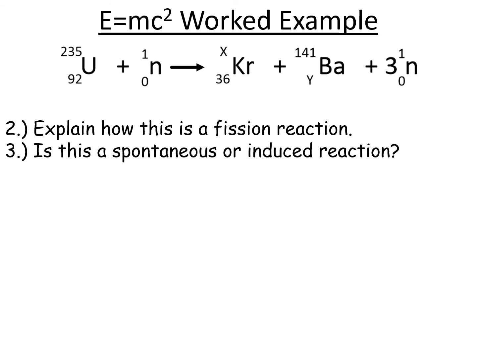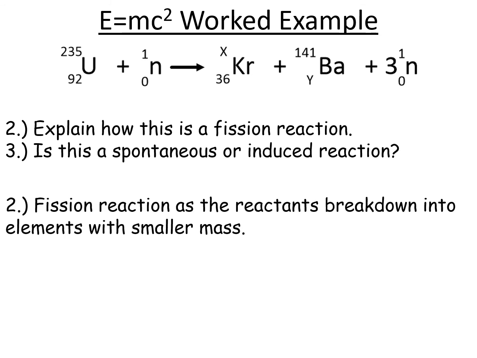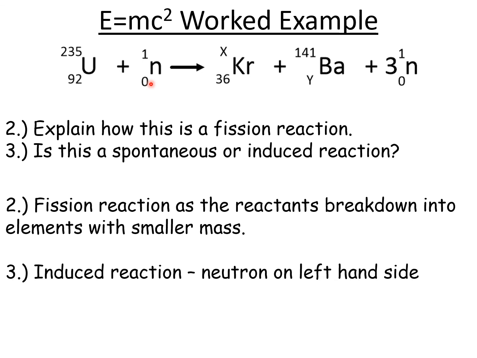Explain how this is a fission reaction. Well, first of all, it's a fission reaction because the reactants break down into elements with smaller mass, because we've got one element here and we've got 2 elements there. Is this a spontaneous or induced reaction? Well, remember, we're looking at the left-hand side, and if there's a neutron there, it's generally an induced reaction. And there's the answer there and the explanation.